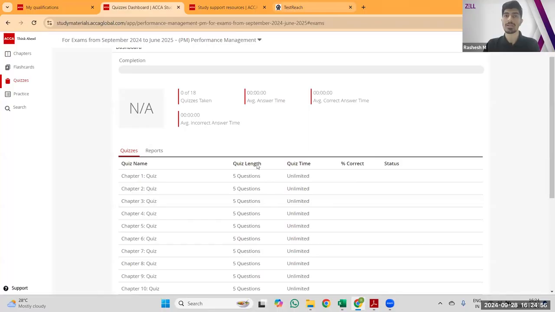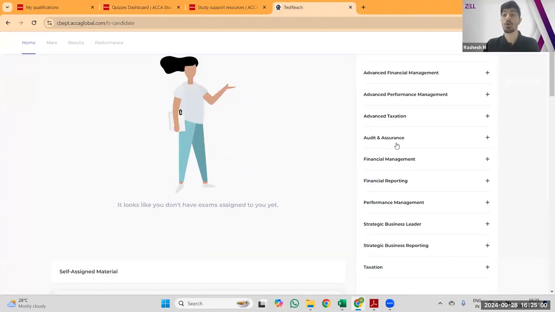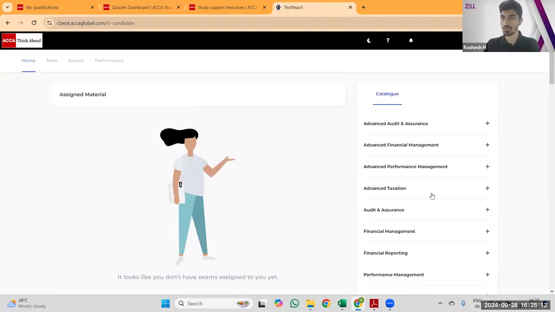More important is the CBE practice platform. This is where all your past papers are. This is where ACCA provides you specimen exams, mock exams, and even a blank workspace if you want to practice section C questions. So when you log in, this is how it will look.